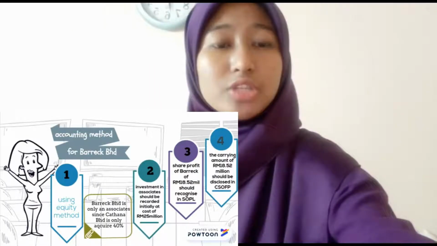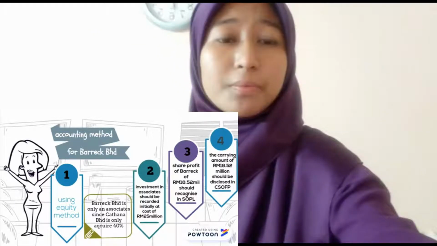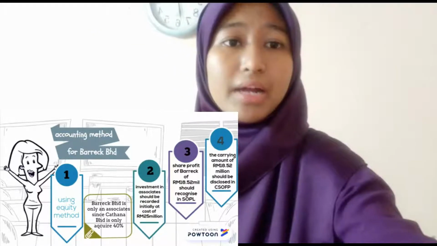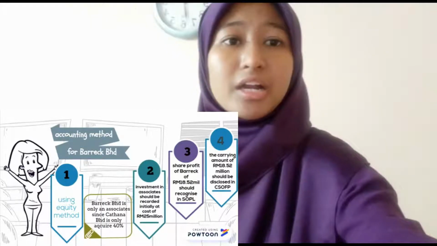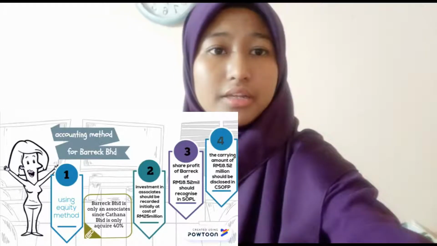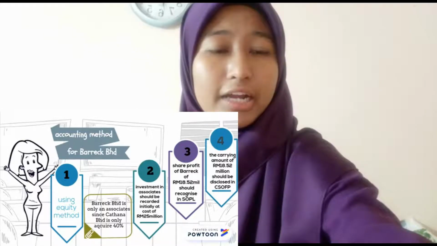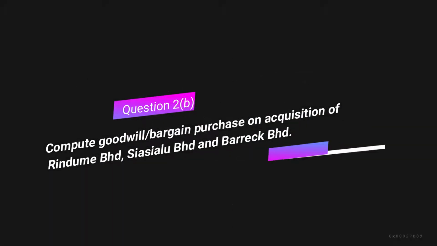Next, Ber Berhad should be recorded by using the equity method. This is because Katana Berhad only acquired 40% of the ordinary shares of Ber Berhad, which makes Ber Berhad their associate. Katana Berhad should record their investment in associate initially at cost of RM25 million.